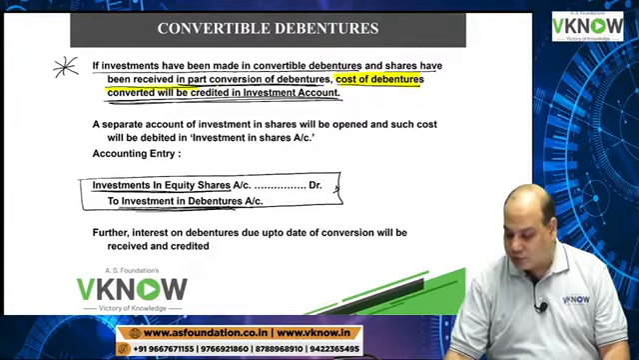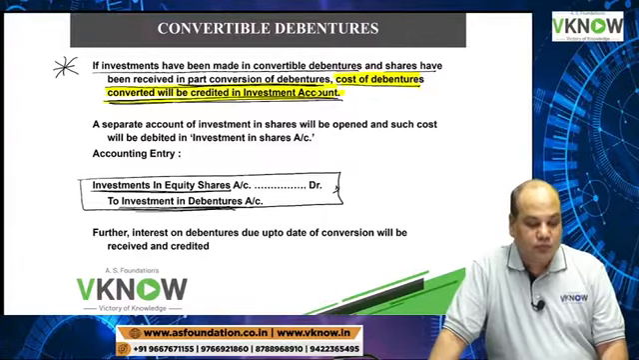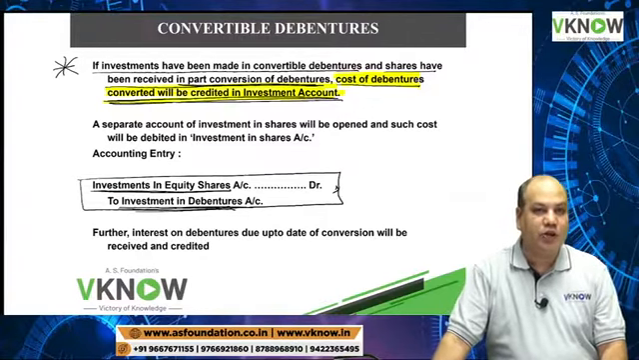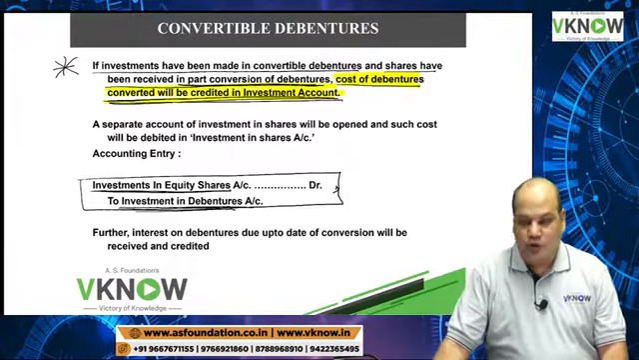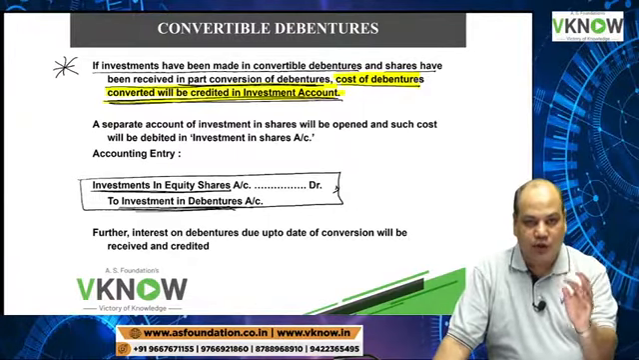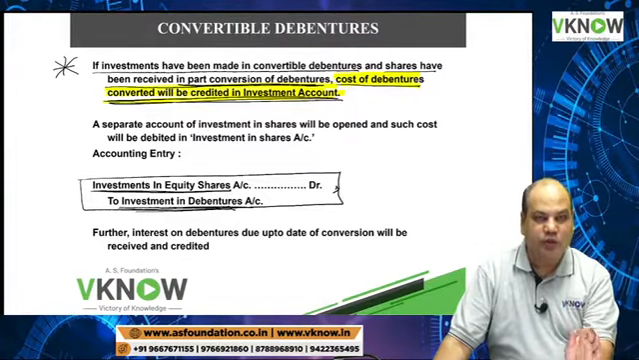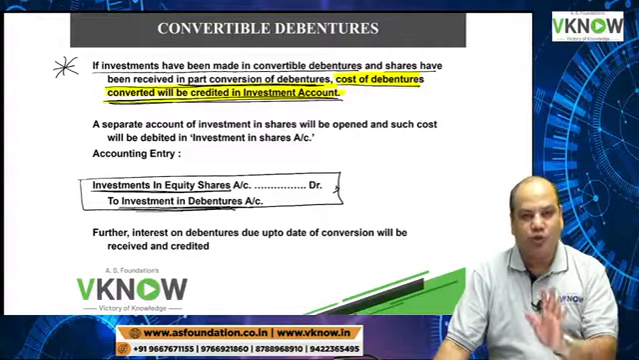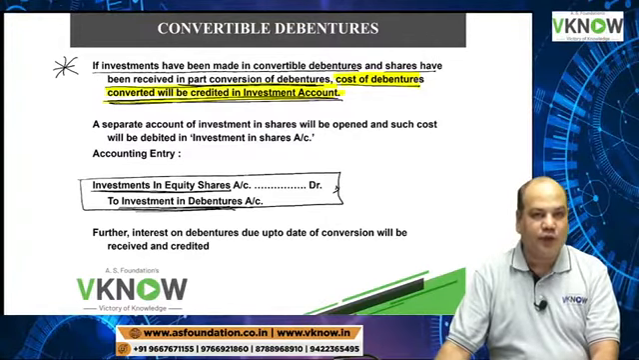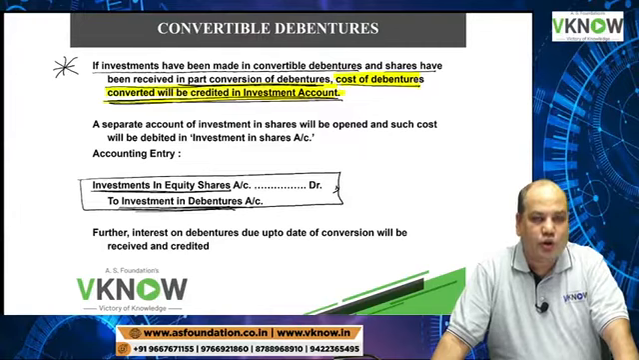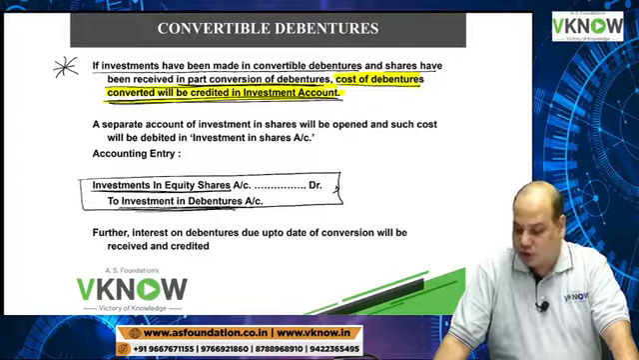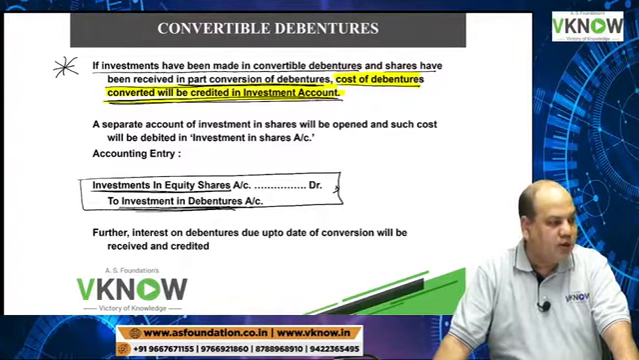What is partial conversion? Let us say only 20% of the debentures got converted into shares. So I have to transfer only 20% of the cost of debenture to equity shares. So the student will have to find out what was the cost of debenture that was converted into equity shares.